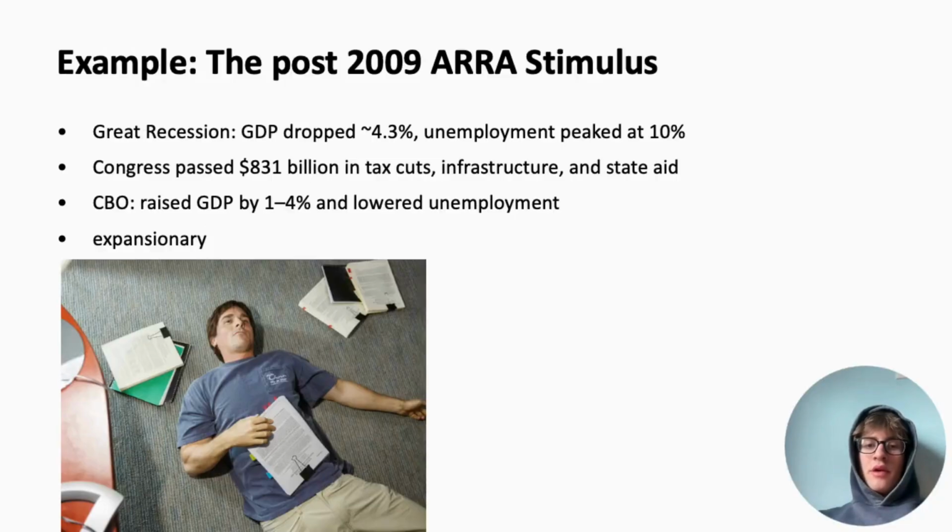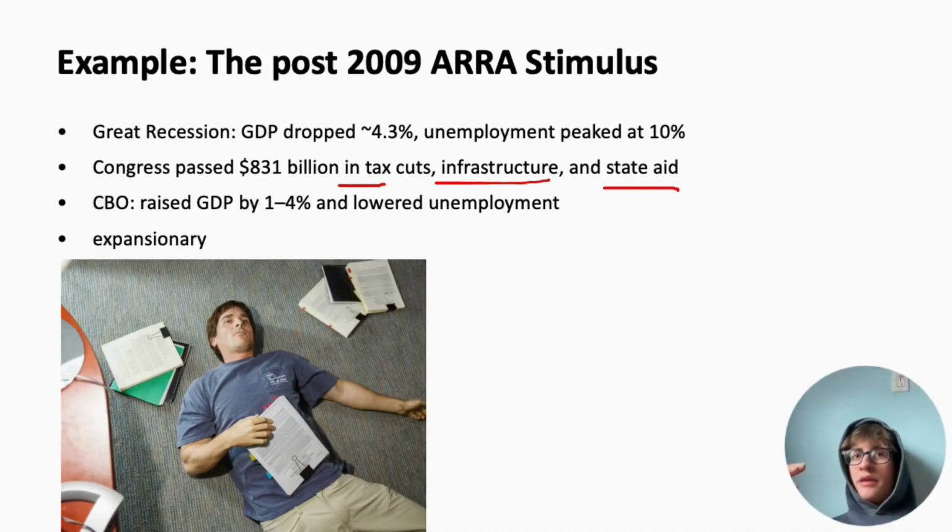So, let's look at an example. Post 2009 housing crisis, the American Recovery and Reinvestment Act was essentially to create a stimulus. So, an expansionary policy. What they did was introduce tax cuts, invest in infrastructure, and help in state aid. And that's essentially like guaranteeing that the loan you lend to someone will get paid back, or getting a lower interest rate on the loan, or getting tax cuts. The Congressional Budget Office estimated it raised GDP by 1 to 4% and lowered unemployment, I think, by around 1.8 points. So this was an expansionary policy.